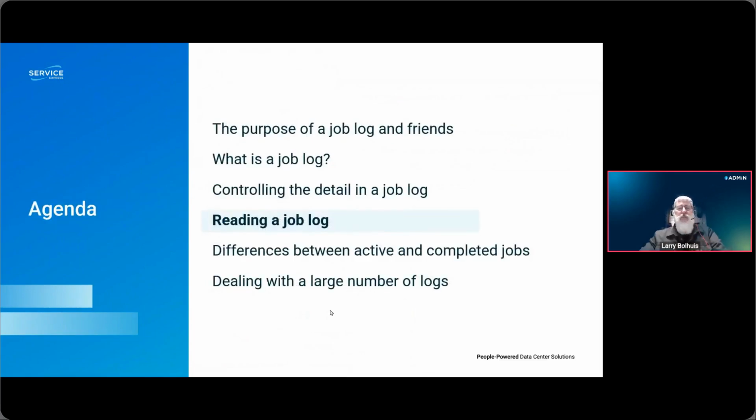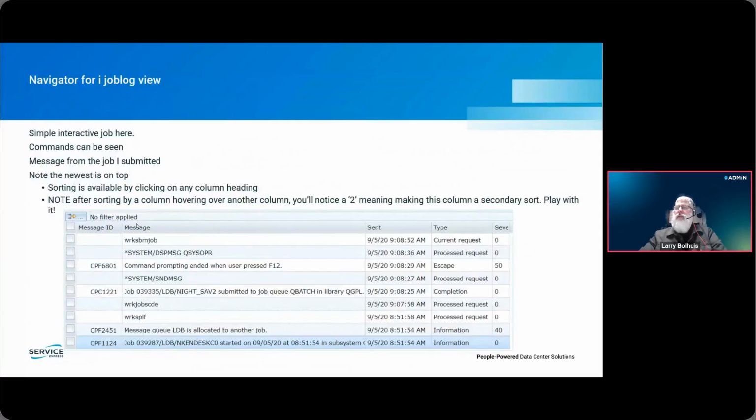So let's talk about reading a job log. This is what you see when you're in Navigator for i and you look at a job log. And it should be pretty obvious pretty quickly that this is my favorite view, because you can do so much in here with the view. So I'm in here and I can see this particular job. Okay, here's where it started. Now you need to recognize that if you're looking at a job log on the green screen, it's going to be oldest to newest. When you're looking at it in Navigator, it's going to be newest to oldest.